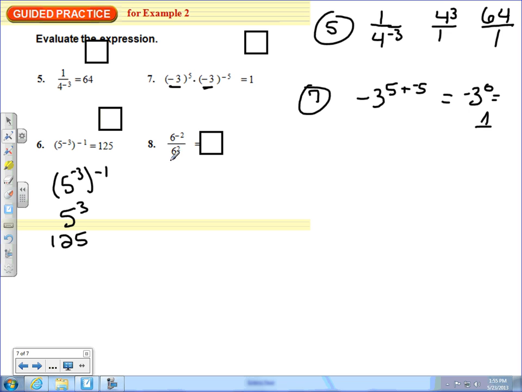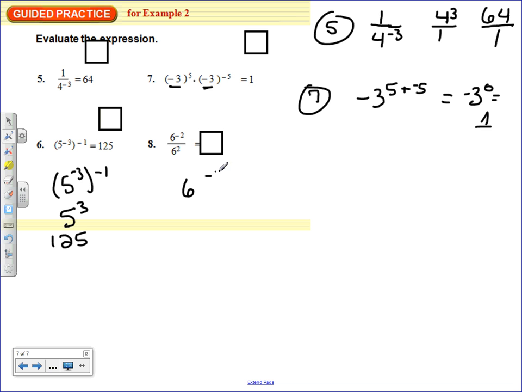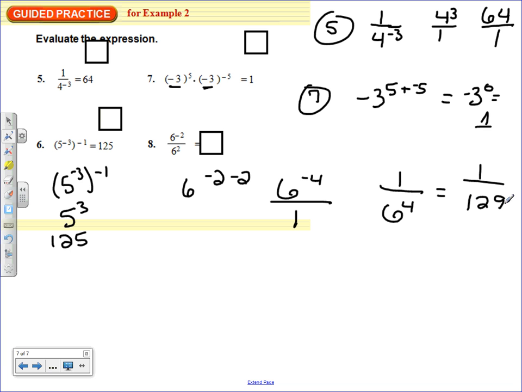Example 8, we're dividing. When we're dividing with like bases, the rule is to subtract your exponents. So 6 to the -2 minus 2 becomes 6 to the -4. If we change that into a fraction, we would use the reciprocal to get it into its best form. And I believe 6 to the 4th power is 1,296.